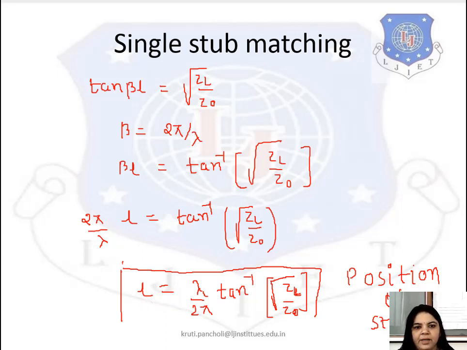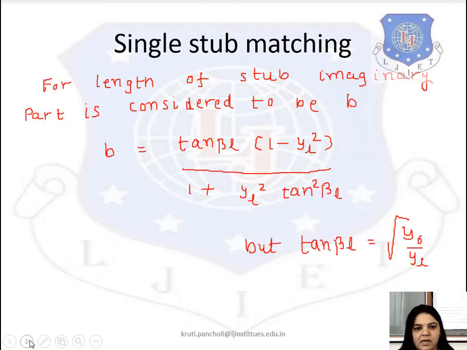Now we want to calculate the length of the stub. So now we have compared the real part. Now we are comparing the imaginary part with the susceptance. So now this B is equal to tan βL, it is my imaginary part, (1 - YL²)/(1 + YL² tan² βL). But we know that tan βL is equal to the square root of Y0/YL. So now putting the value of tan βL in the above equation, we will get B.